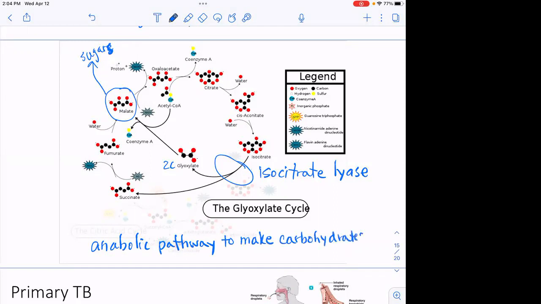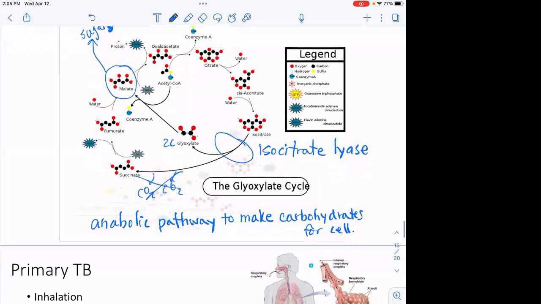Okay, so instead of losing a couple of carbon dioxides, they don't lose those carbon dioxides when they take this shunt off. Okay, so they can conserve that carbon and make it into other sugars. Okay. So again, they think that pathway is really important in the pathogenesis of Mycobacterium tuberculosis.